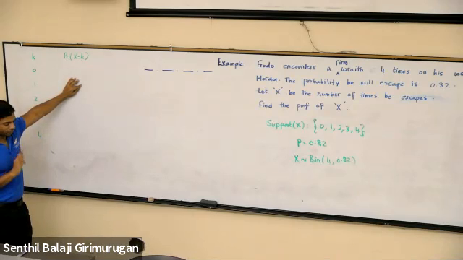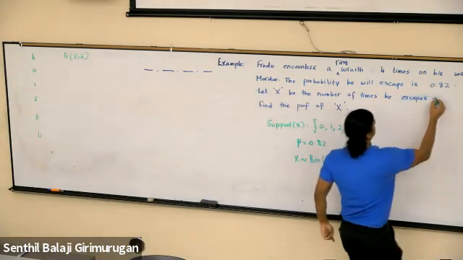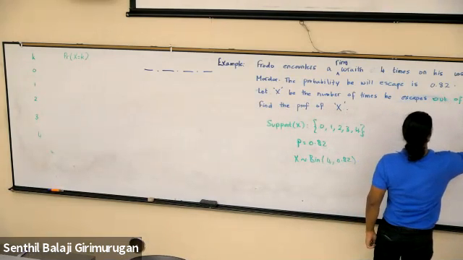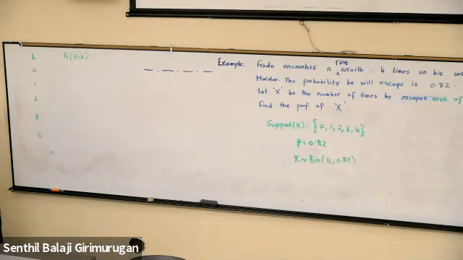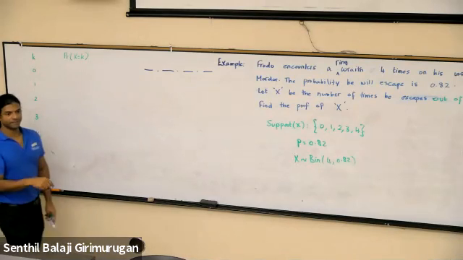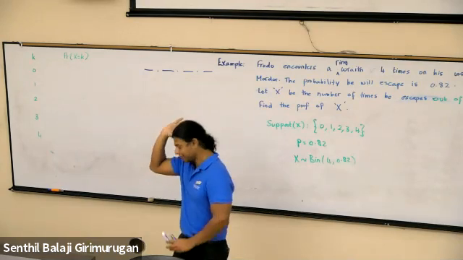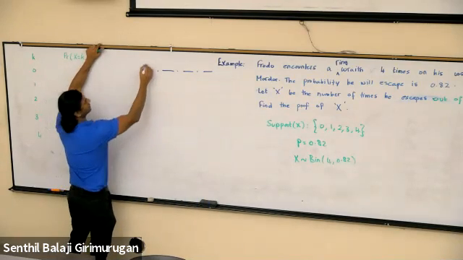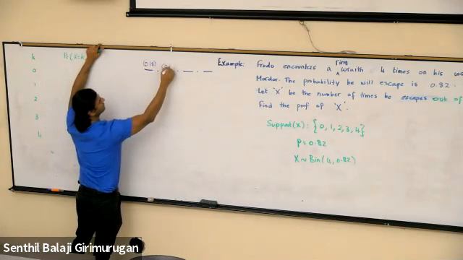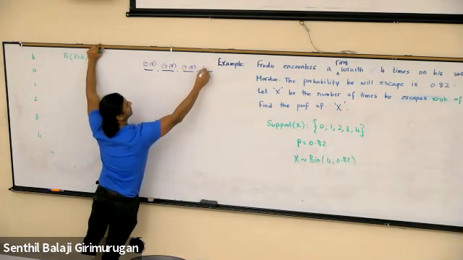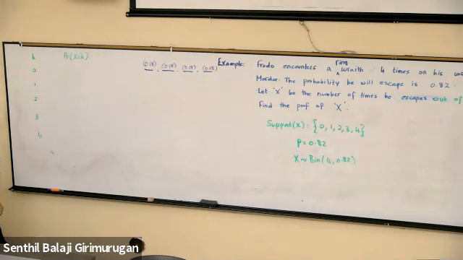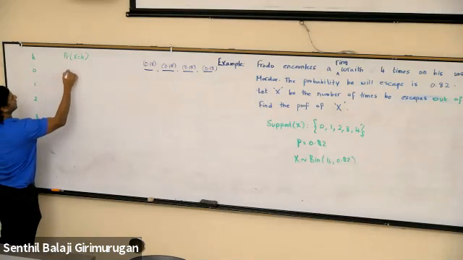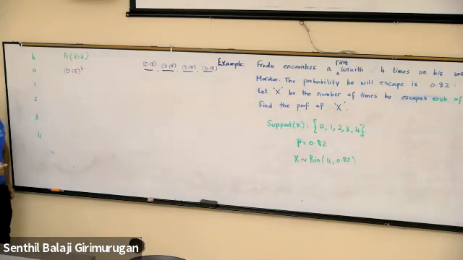Okay, so we have 4 trials, and X is the number of times he escapes out of the 4 trials. And if X is 0, then it simply means that he did not escape the first time, he did not escape the second time, he did not escape the third time, he did not escape the 4th time, but he went on doing stuff. So that would be 0.18 raised to 4. Yes.